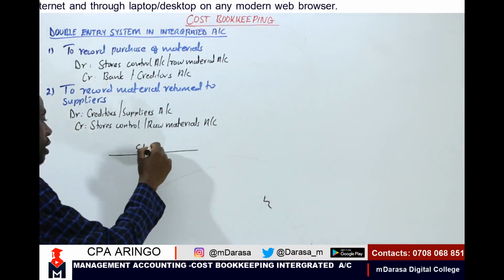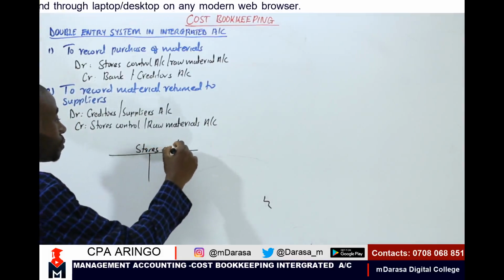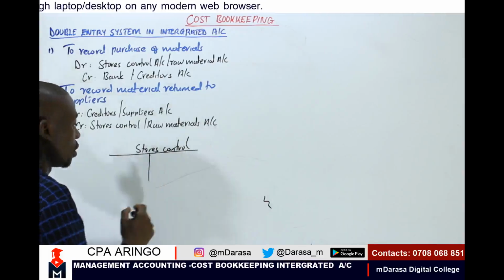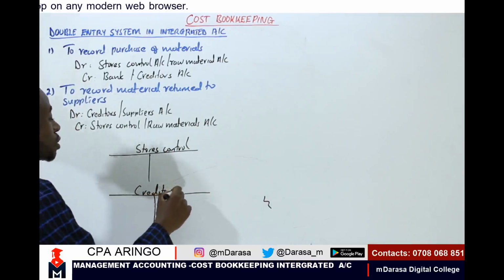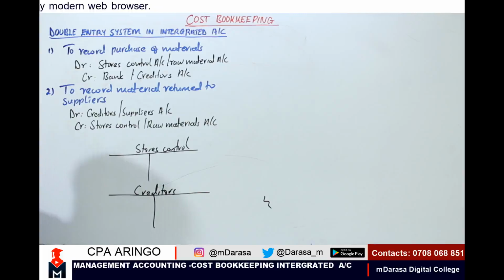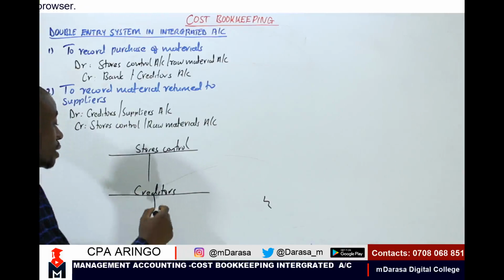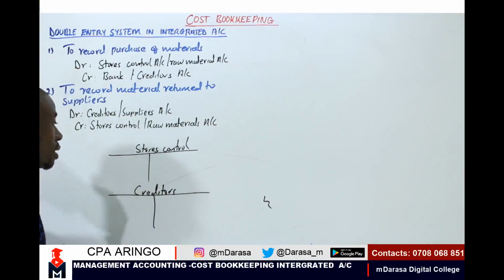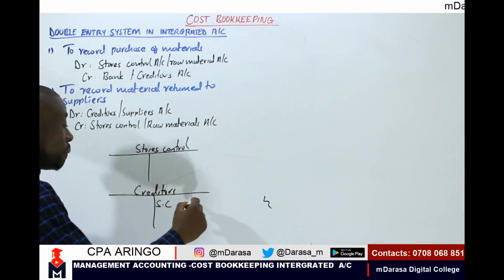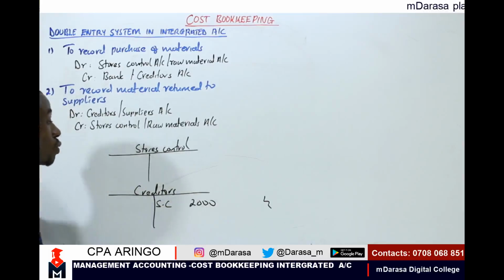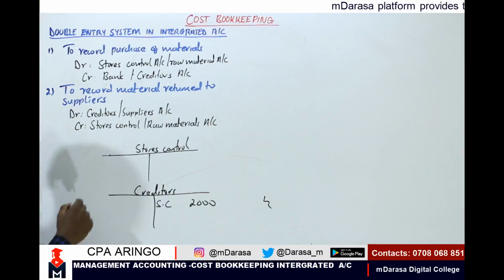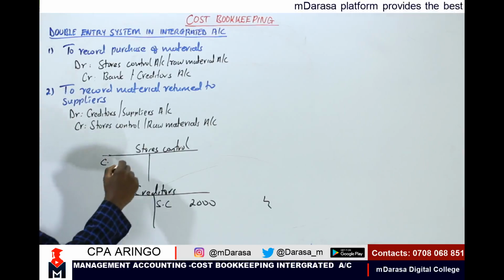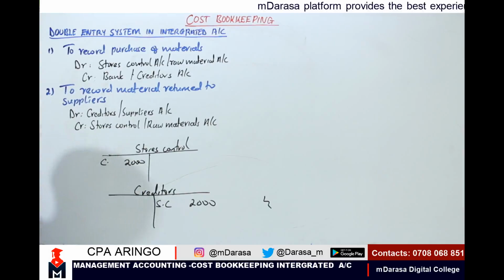Initially, we had the stores ledger control account, or raw materials, and we do have our creditors. I want you to get this concept clearly. Assuming that at first, I purchased items from our creditors or suppliers, say worth 2,000. Meaning that initially, I had debited our stores control account from our creditors, worth goods of 2,000.